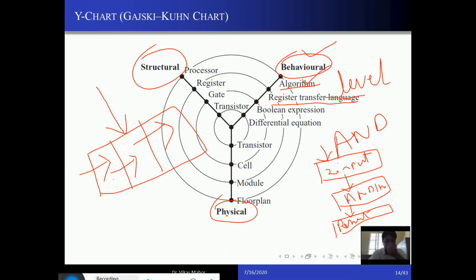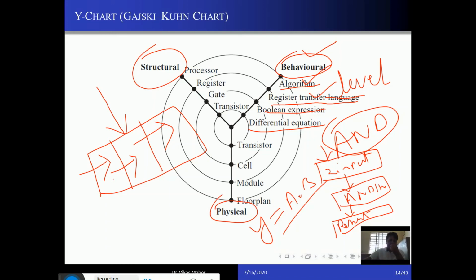By the algorithm, by the register transfer level, by the Boolean expression also you can explain. How? If you have an AND gate, you can give y equals a dot b. This is a Boolean expression. By giving the Boolean expression, you can explain what this IC will do, how it will behave. Also, mathematically you can give the differential equation to explain how this IC is working.